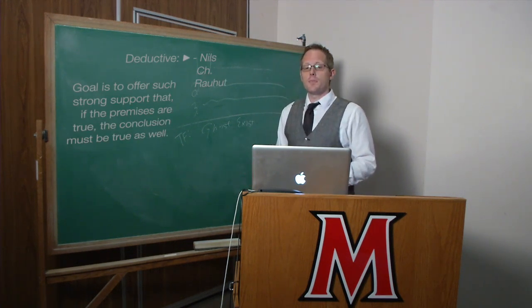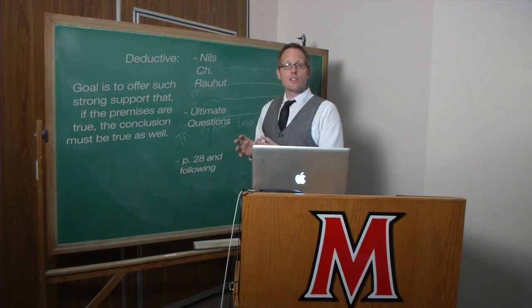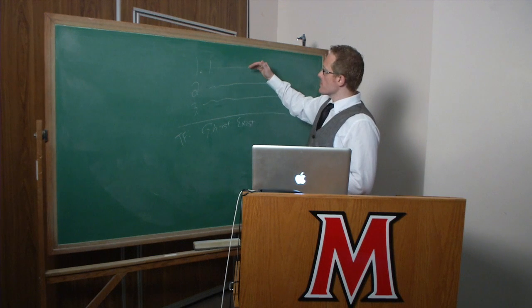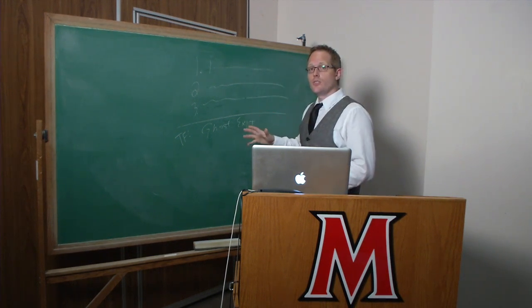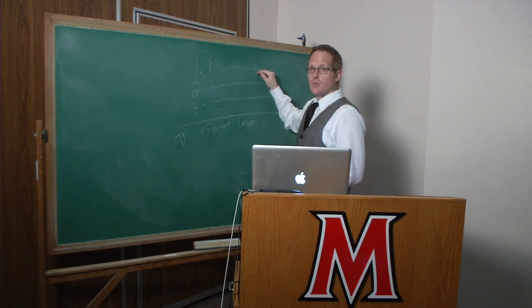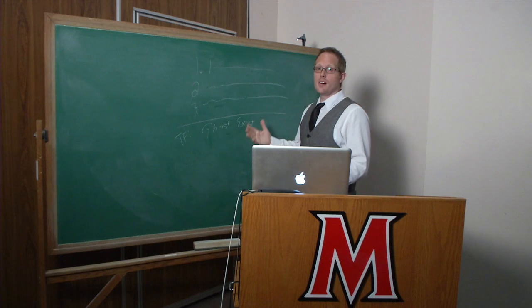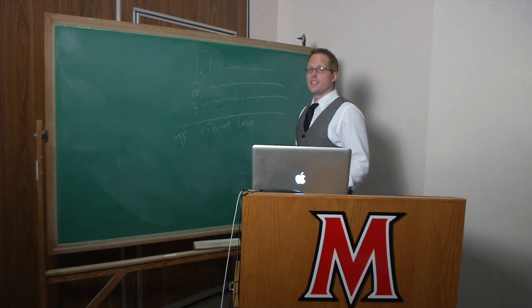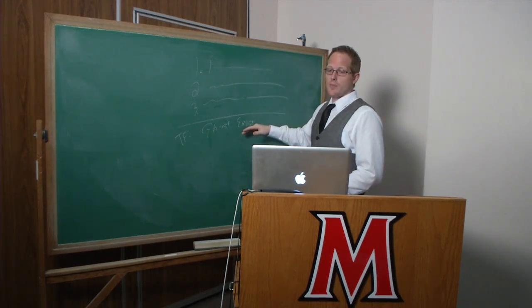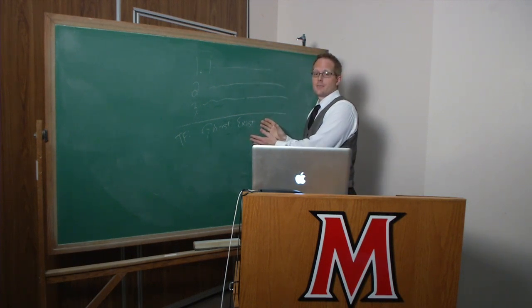The first argument would be deductive reasoning. The goal in deductive reasoning is to offer such strong support that if these premises are true, the conclusion must be true as well. I am standing in this room. I am teaching philosophy and ethics. Therefore, I must be the philosophy and ethics teacher. This would be a deductive argument when we say that if these are true, this has to be true as well.